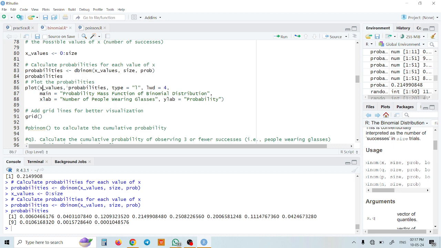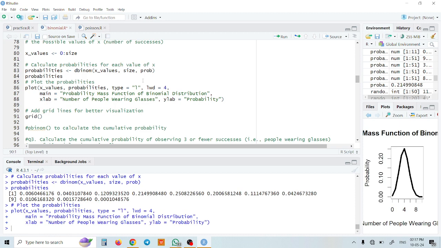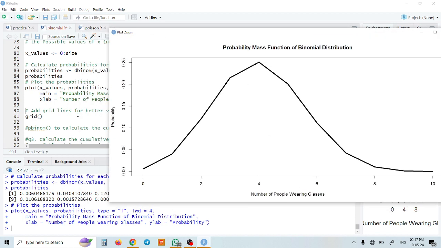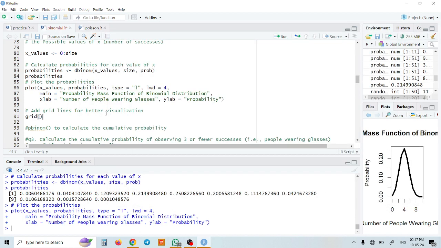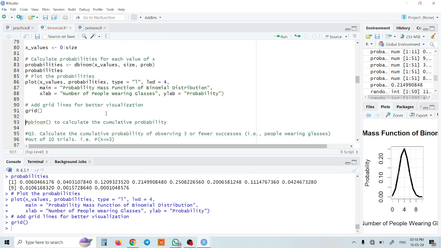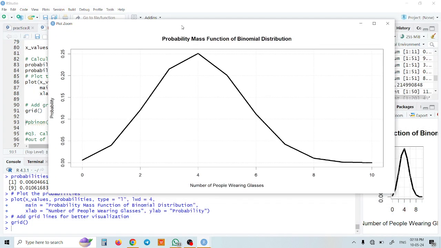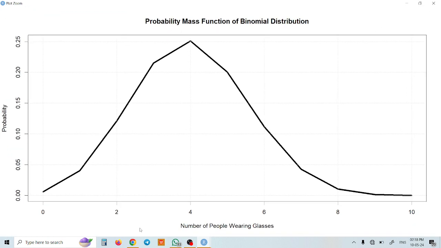Now we can run this plot and see how the diagram looks. We can also add grid lines to this diagram just to make it a little clearer what probability is assigned to each value of x. Okay, here it is, we can see the diagram. This is how the diagram looks.